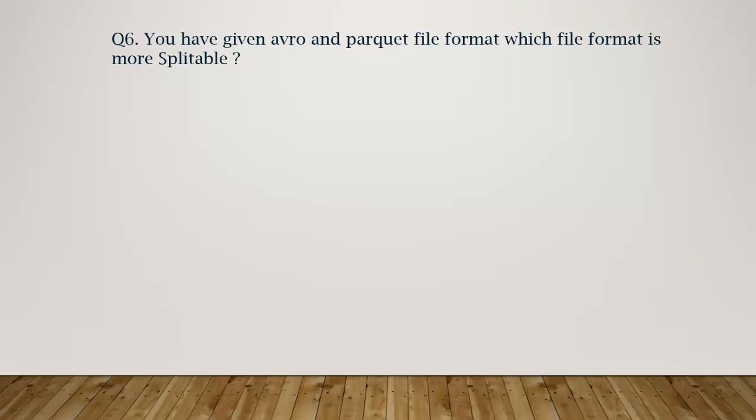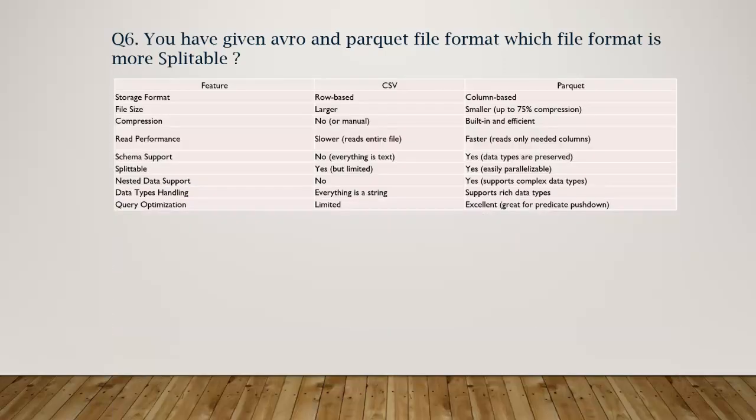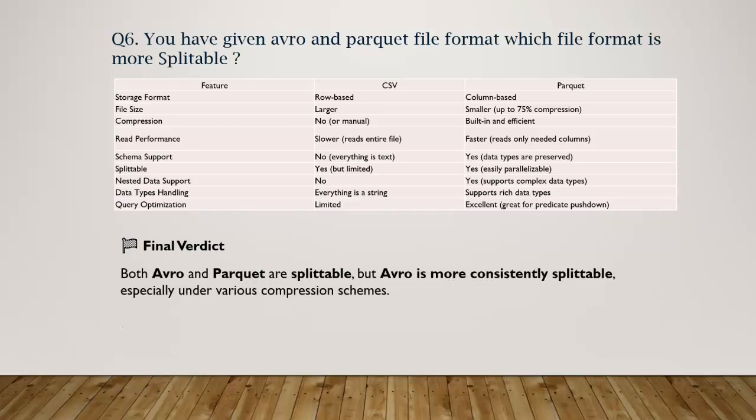First, you need to understand splittable. What does splittable mean? Splittable means a file can be divided into chunks, splits, and processed in parallel, which is essential for distributed systems like Apache Spark, Hadoop, or Hive. Again, instead of CSV, you can do Avro or Parquet. The final verdict is that both Avro and Parquet are splittable, but Avro is more consistently splittable, especially under various compression schemes. So this is how you can explain this answer. Now let's move forward to the next question.